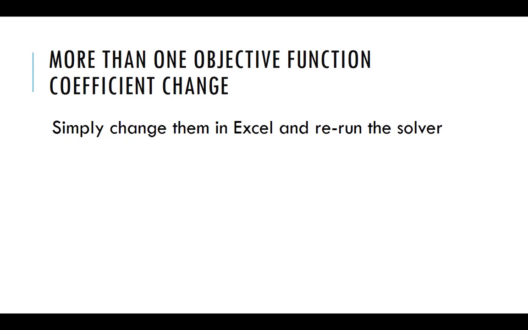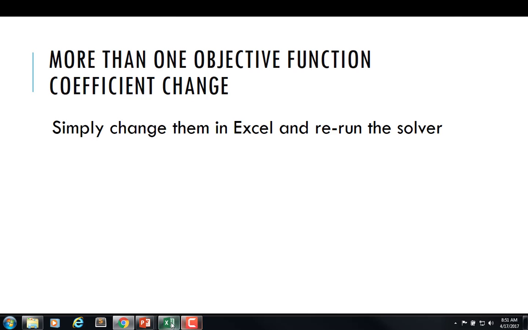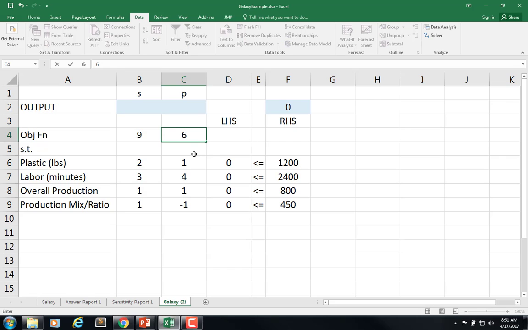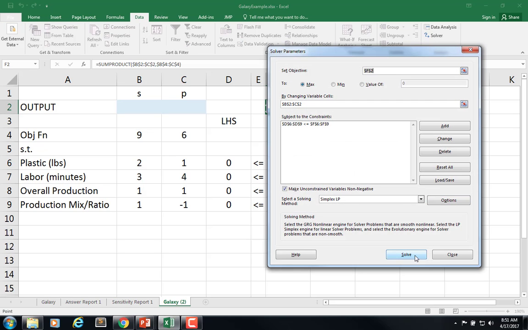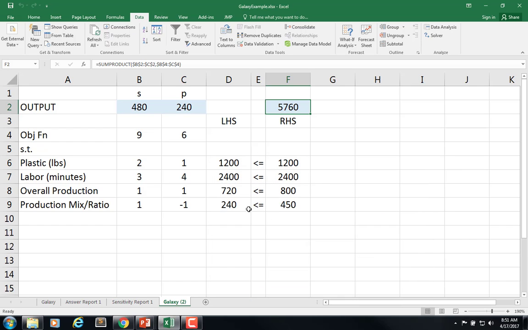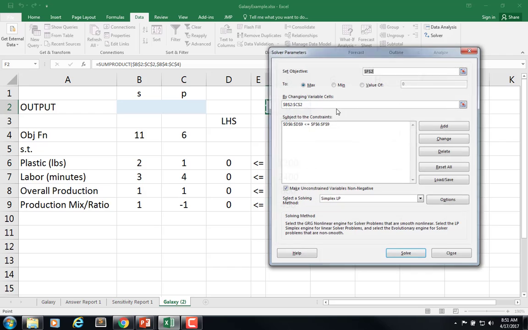So if I go back over to here, let's zero this out, and let's change this to a 9 and a 6, so they both went up, and then solve it again. Will I get 480, 240? In this case, yes, I do. That's not always going to be the case. In this case, it would, because it's going up. It's less than 100%. Let's try 11 and 6, zero these out and solve it again and see what happens.